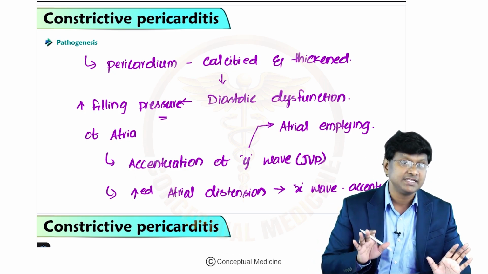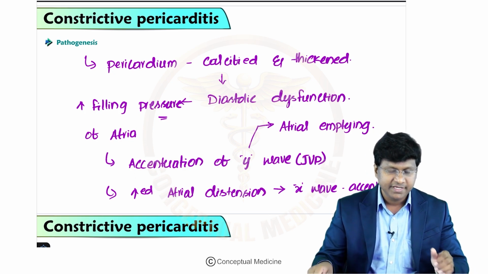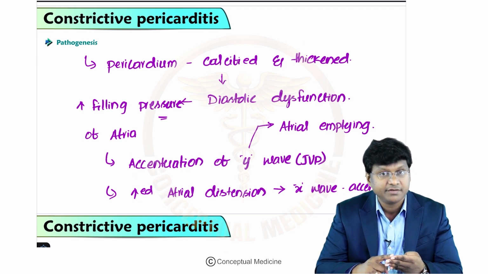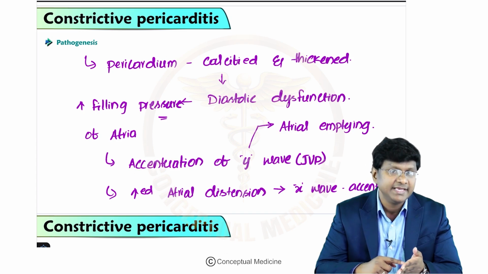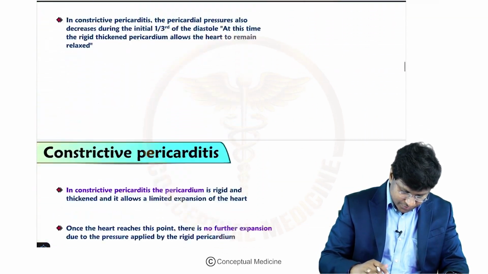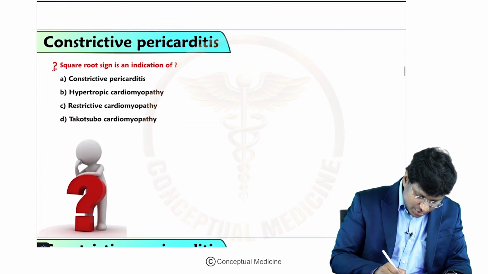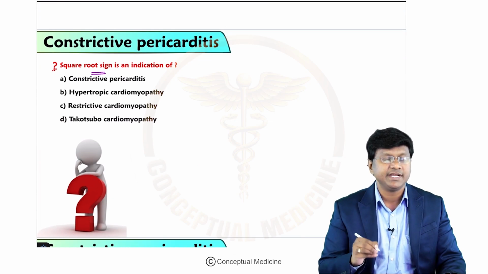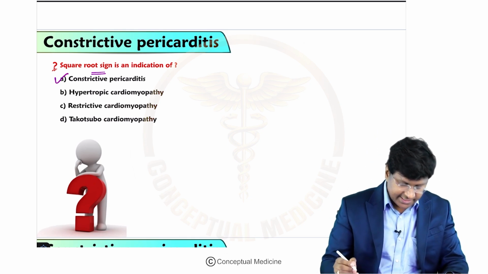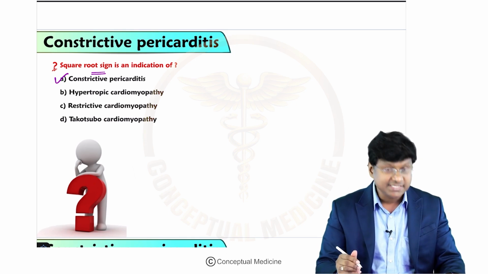Next. So basically the pathogenesis is diastolic dysfunction. We have many clinical conditions where you have diastolic dysfunction: restrictive cardiomyopathy, hypertrophic cardiomyopathy, constrictive pericarditis, pericardial effusion, cardiac tamponade. In all of these you have diastolic dysfunction. Then you need to know what is called the square root sign. The square root sign is an indication of constrictive pericarditis, hypertrophic cardiomyopathy, restrictive cardiomyopathy, Takotsubo cardiomyopathy. So the square root sign is seen in constrictive pericarditis.